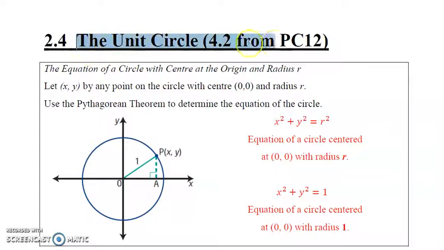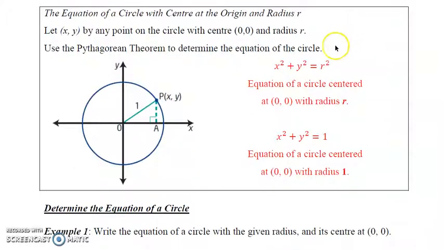Again, this is a continuation of the Pre-Cal 12. Remember, in 2.3 it was actually 4.1 from the Pre-Cal 12 book. And again, I call this 2.4, which is 4.2 again from the Pre-Cal 12 section. Those outcomes were moved a few years back.